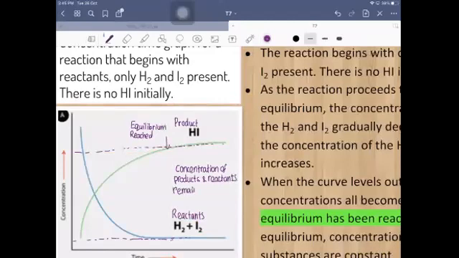That means it is not changing even though the reaction is still happening. Okay, avoid using the term same.